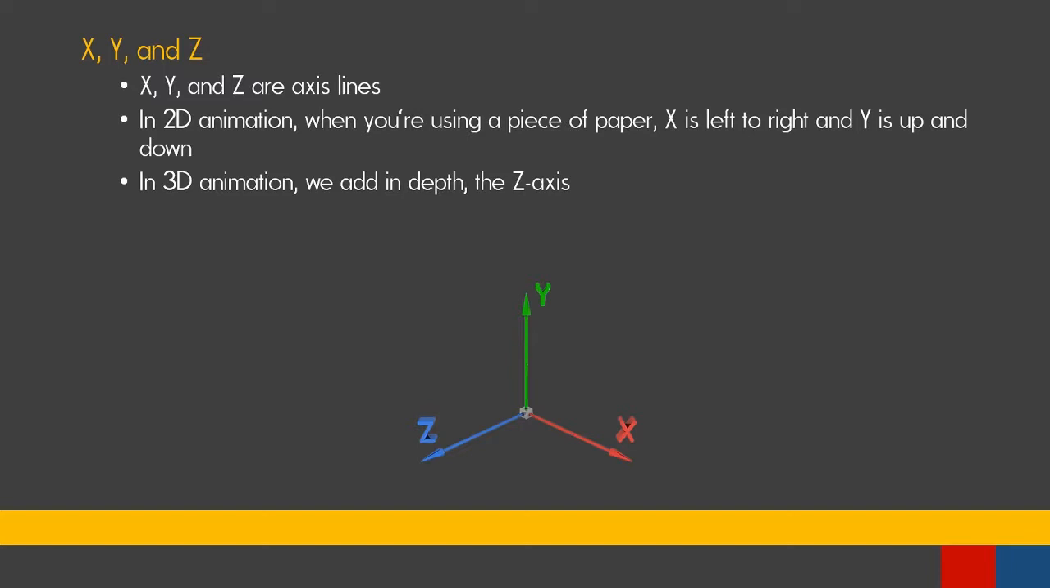X, Y, and Z. X, Y, and Z are axis lines. In 2D animation, when you're using a piece of paper, X is left to right and Y is up and down. In 3D animation, we add in depth, and that's the Z-axis. So in this image, X is left and right, Y is up and down, and then Z is back and forth. So coming towards the camera and going away from the camera.